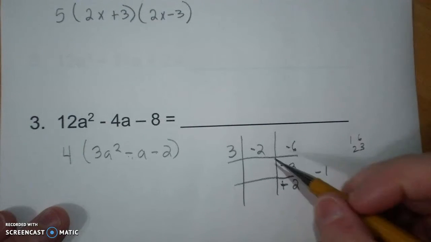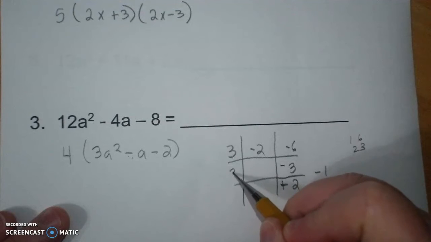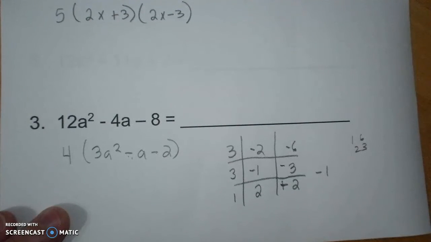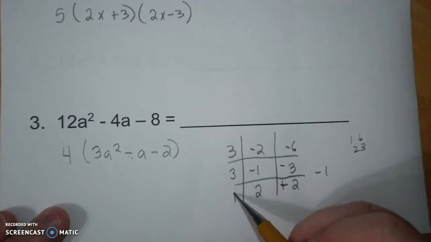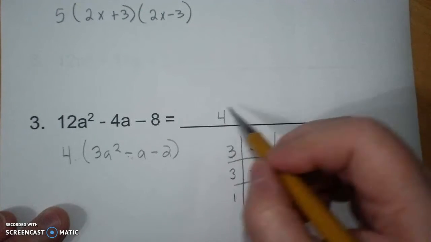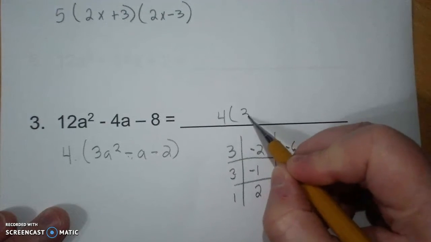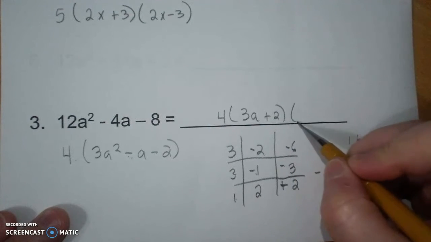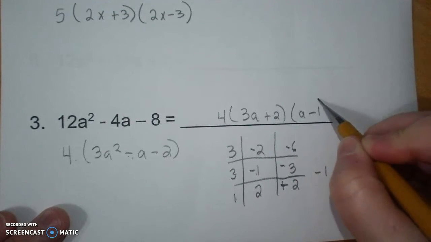Totally blew that a second. 3 goes here, 1 goes here, 2 goes here, negative 1 goes here. So it is 4, 3a plus 2 and a minus 1.